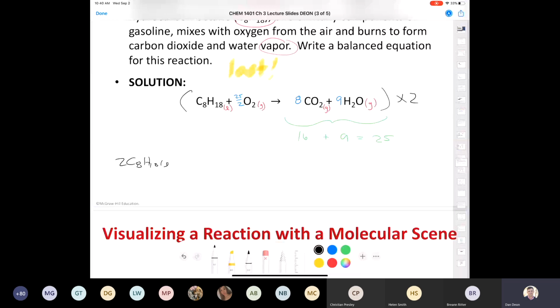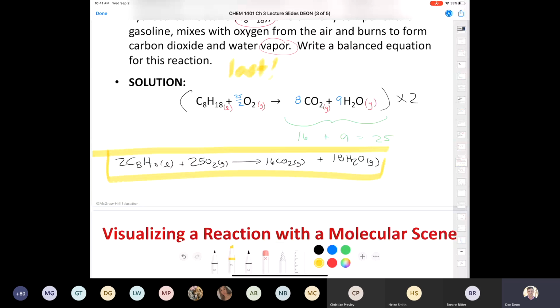2C8H18 liquid plus 25O2 gas produces 16 CO2, which is a gas, and 18 H2O, which is also a gas. And there you have it, folks. There is your perfectly balanced equation, just like that.